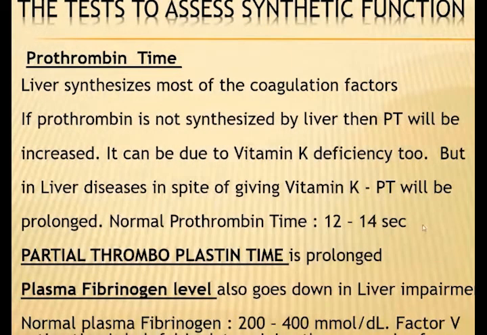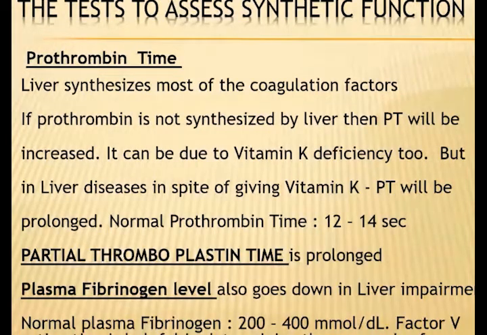So what is the normal prothrombin time? 12 to 14 seconds. If the prothrombin level is normal, the bleeding will get arrested in 12 to 14 seconds. So prothrombin time will be 12 to 14. This may also be asked as an MCQ question.